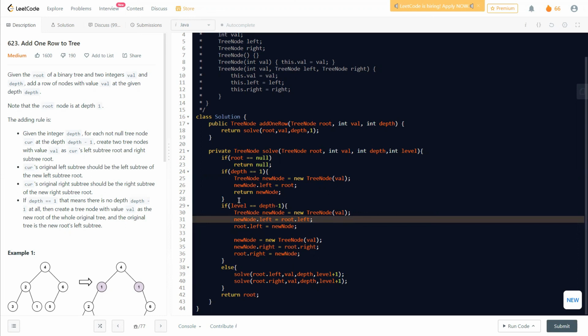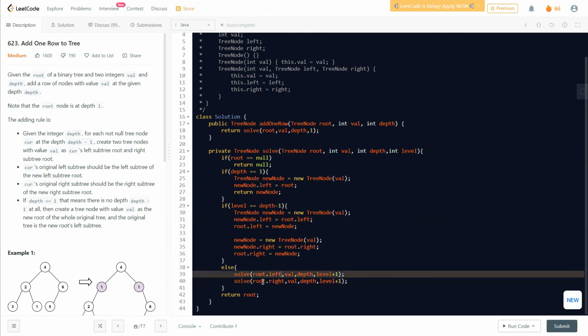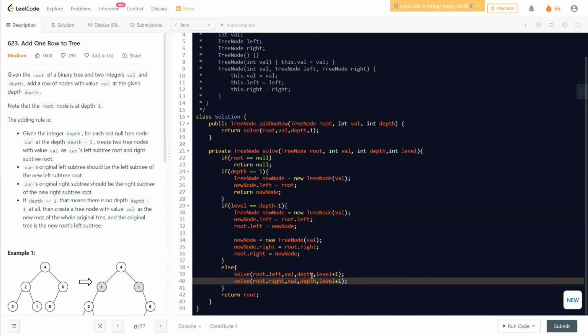And the else, if the level is not at depth minus 1, that means we should traverse a bit more depth, right? So in that case, we just called solve two times with root left and root right, and we added level plus 1. Just increased our level. That's the whole idea being followed in this. And once it's done, we simply return the root. We're done with what we were trying to do, and we're simply returning.